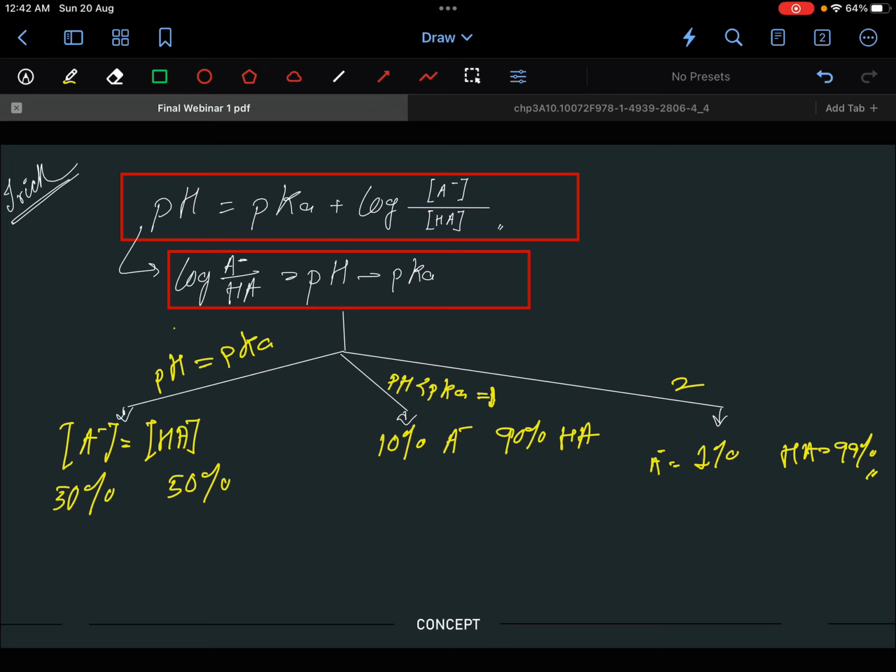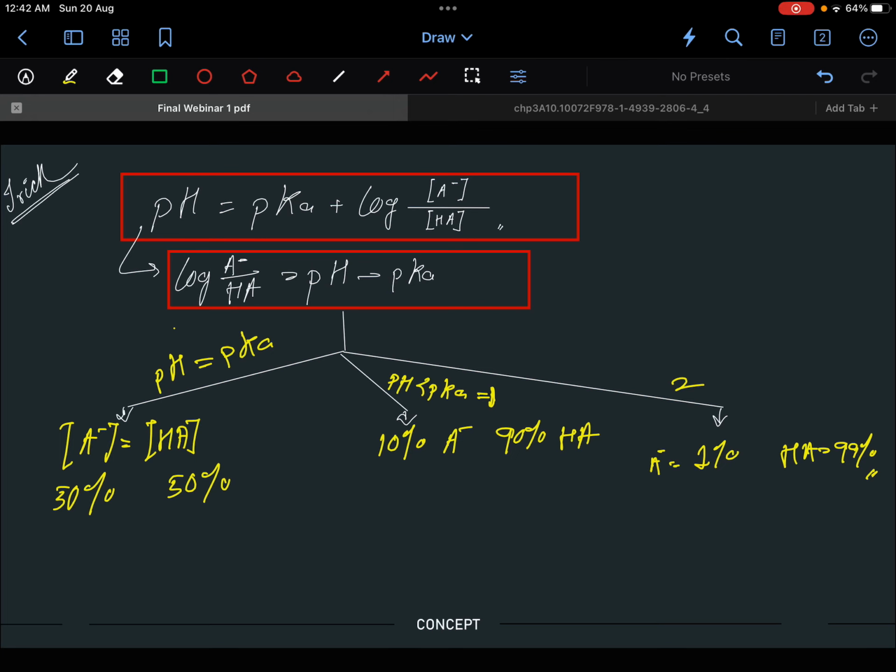Most of the numericals will have a difference of 1 or 2 only. I have seen in many PYQs in different competitive exams that the differences are 1 and 2. So if the difference is 1 or 2 and the degree of protonation is asked, you can directly take the answer as 90% or 99%. You don't have to waste time.